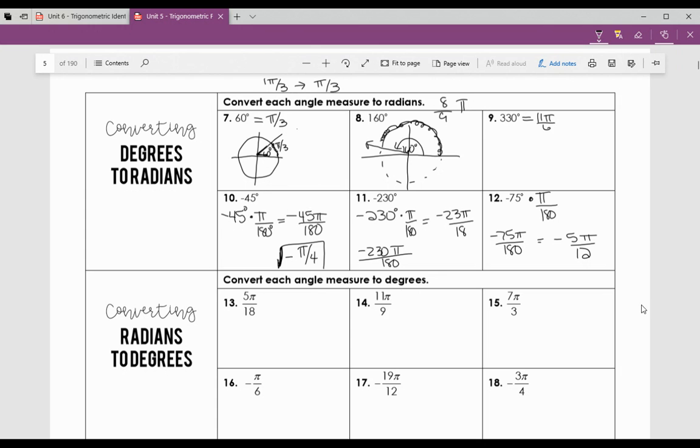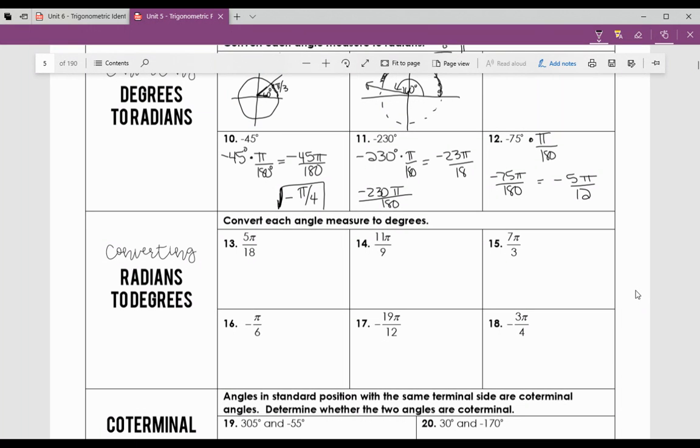All right, so now we're going to go backwards. I'm going to give you the radian equivalent, and you're going to convert it into degrees. So we're going to flip that fraction and multiply by 180 over pi. The reason we do that is the pi's will cancel, and then all you have to do is multiply 5 over 18 by 180, and that will give you your angle measurement in degrees. Did you get 50?